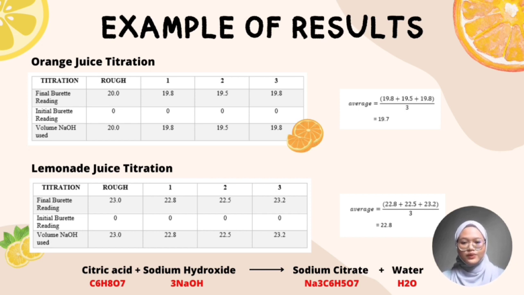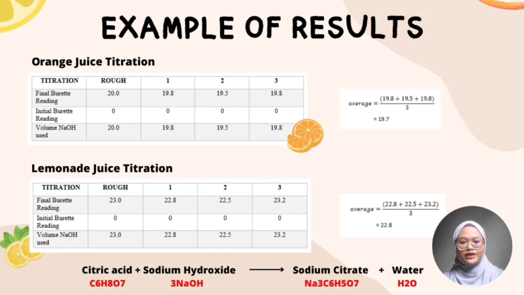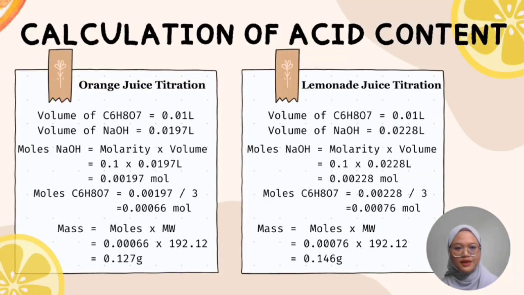The reaction between citric acid and sodium hydroxide will produce sodium citrate and water. And beside me shows the balanced equation for the reaction. From the results, we can get the exact amount of citric acid that is contained in the orange and lemonade juice by using the formula mass equals moles times molecular weight. And the result that we get from using the formula is 0.127 gram for orange juice and 0.146 gram for the lemonade juice.